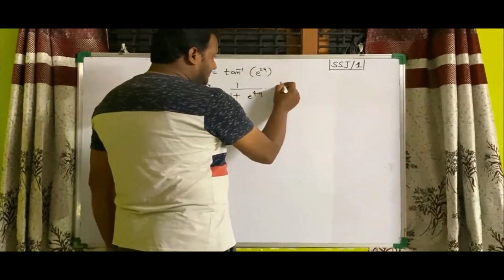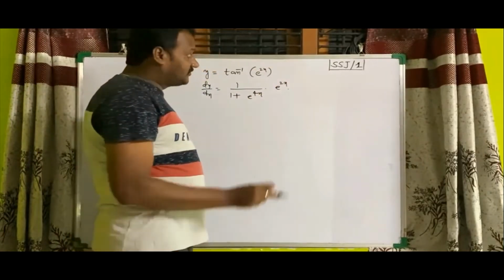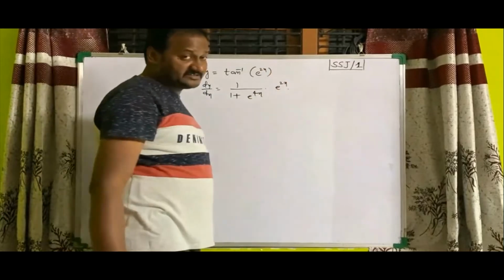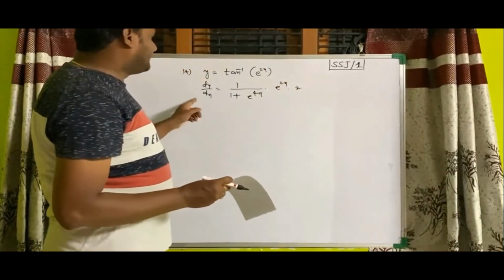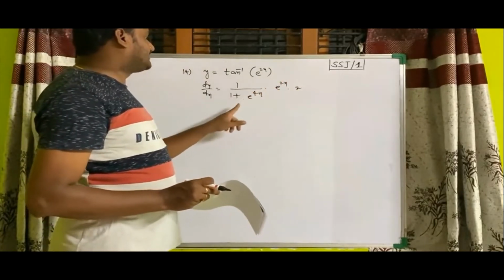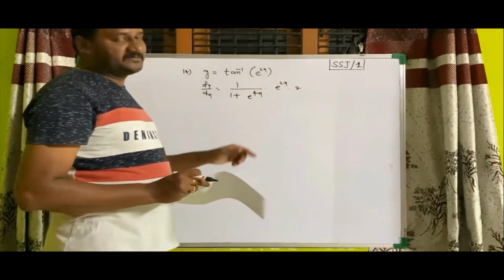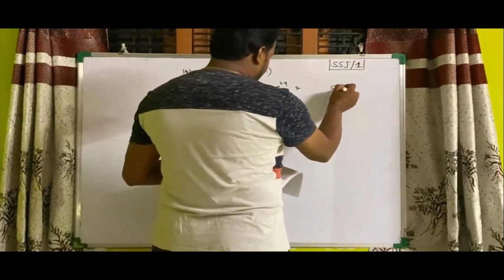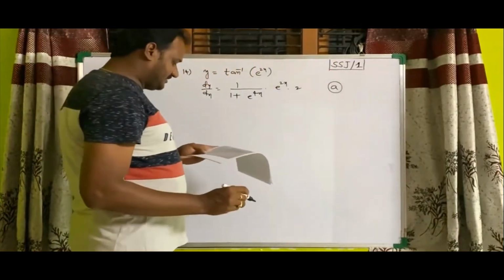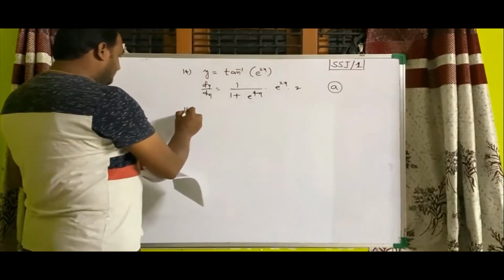What is the derivative of e power x? E power x derivative is e power x. And what is x there? X is 2x. What is the derivative of 2x? Which is 2. Therefore, dy by dx is equal to 2 e power 2x by 1 plus e power 4x. Where is that option? Absolutely, that option is A. Right? And moving on to the 15th problem.